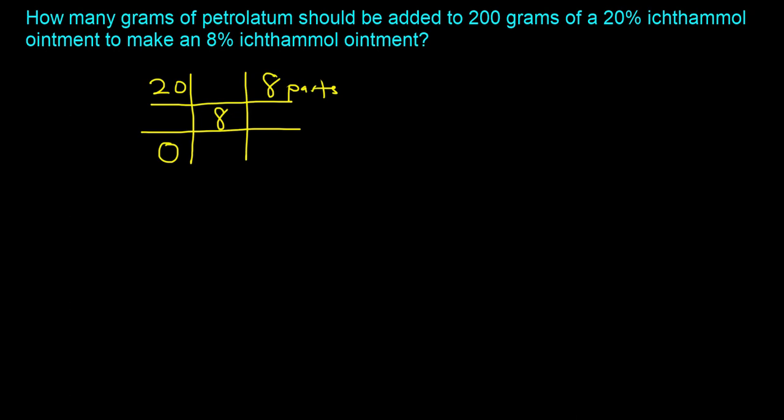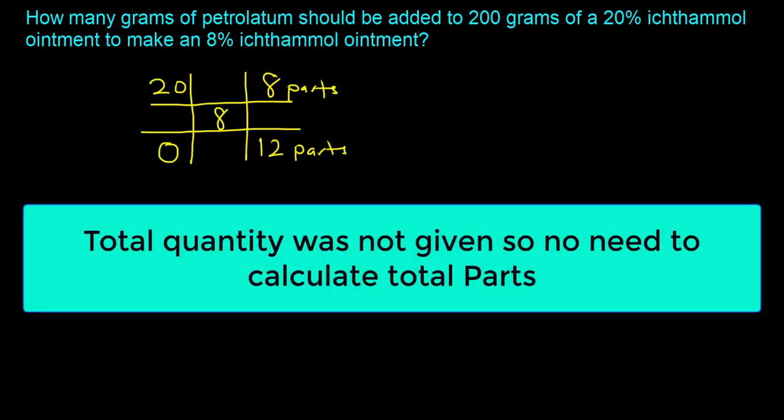We also take the 8, which is the desired concentration, and subtract it from the 20. So 20 minus 8 gives us 12. That goes to the bottom right. And the 12 represents the parts of the petrolatum. Now, because we've been given the quantity of the 20% H-mol ointment and we do not know the total quantity, there's really no need to find the total parts here.